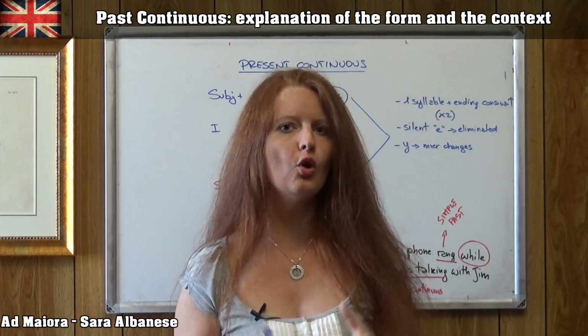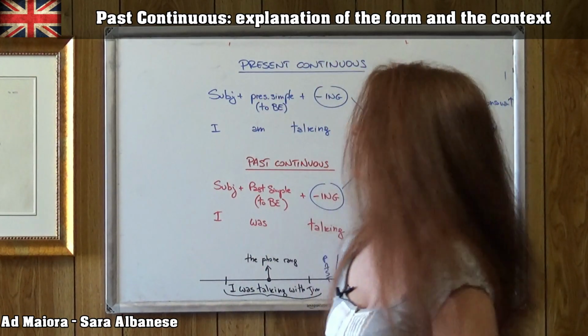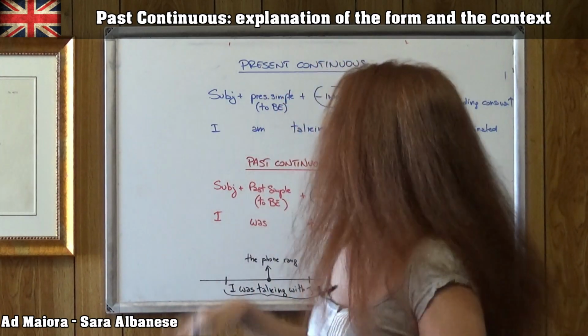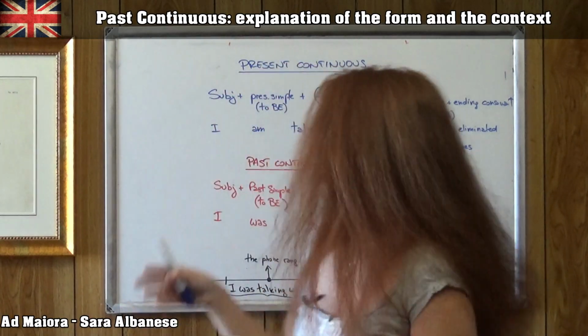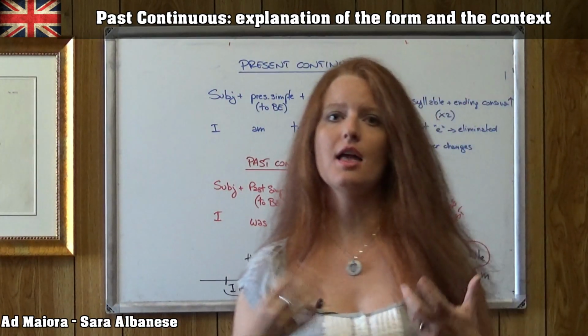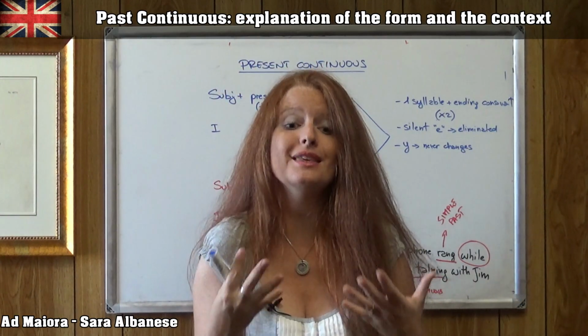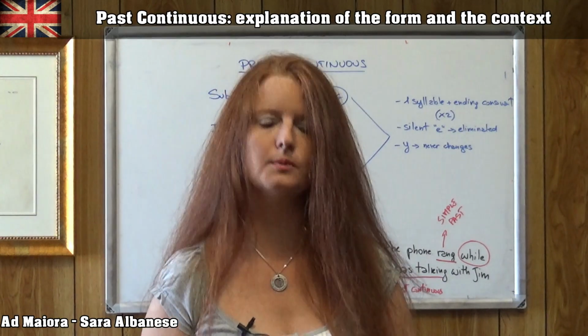And the way we form the present continuous is quite easy. We have the subject, obviously, then the simple present of the verb to be, and then the ing form, so the gerund. An example here: I am talking now. So at the moment I am expressing the action. I am talking right now.